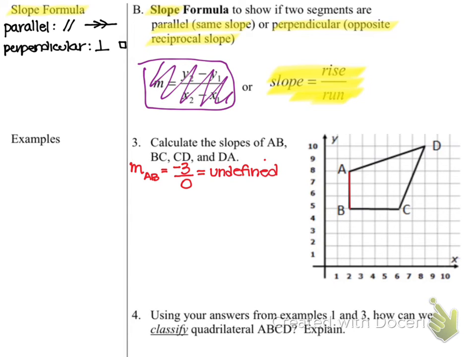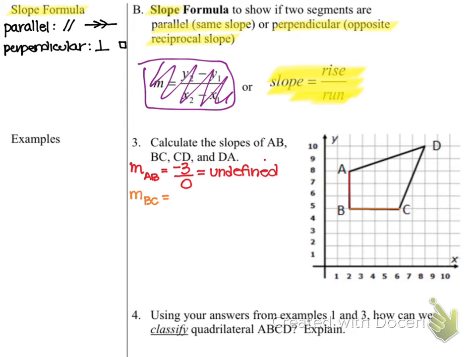So my slope for AB is undefined. Okay, next one. I think I used orange, so let's stick with that. So we want to go from B to C. Okay, I'm going to do the same thing. So the slope from B to C.